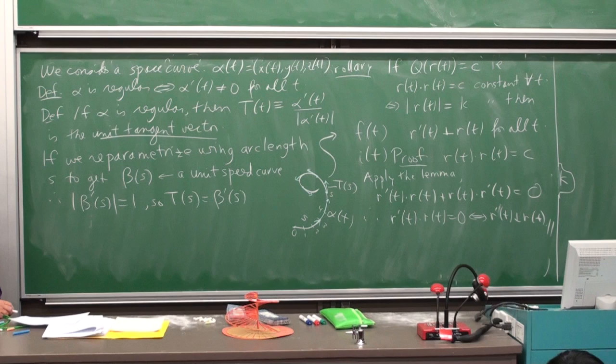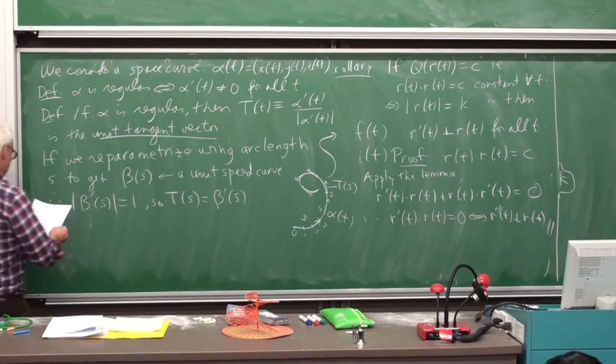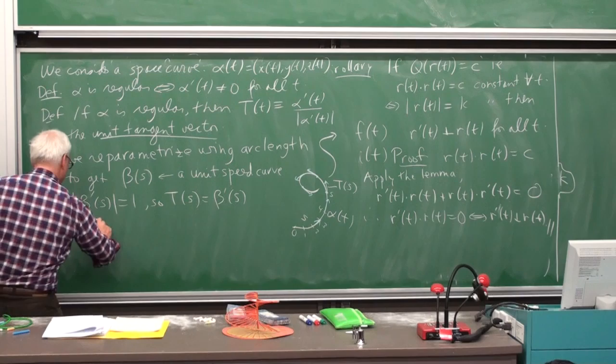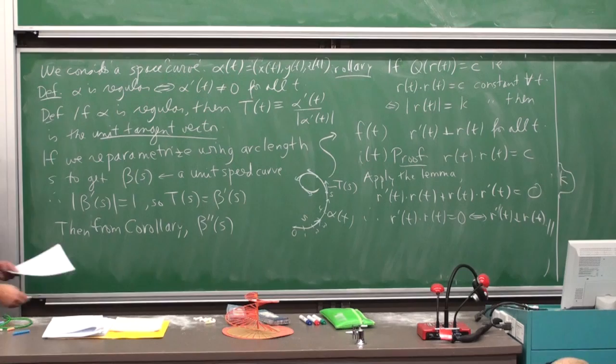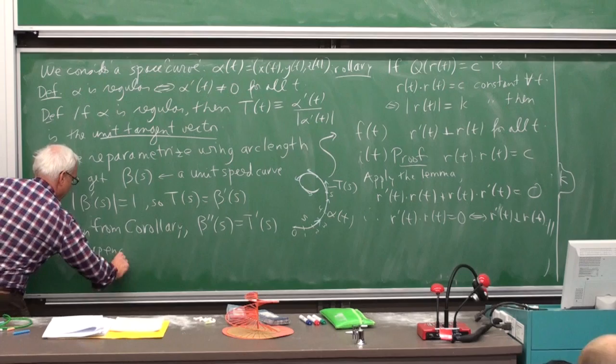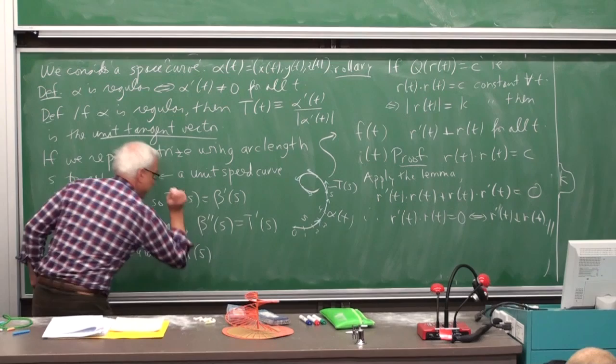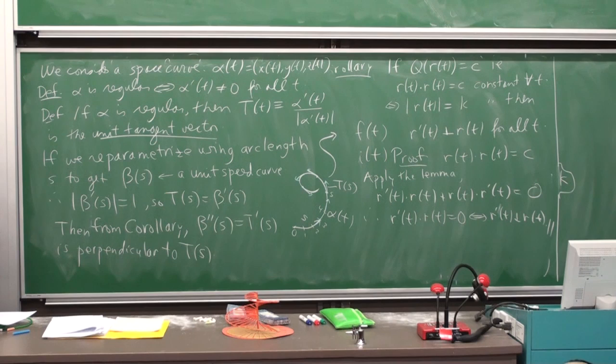Okay, so the next thing we want to do is think about the derivative. So then from our corollary, beta double prime of S, which is the same as T prime of S, is perpendicular to T of S. All right, so our lemma says that if we have a vector function which always has the same length, in this case T of S always has length 1, then its derivative is going to be perpendicular to itself.